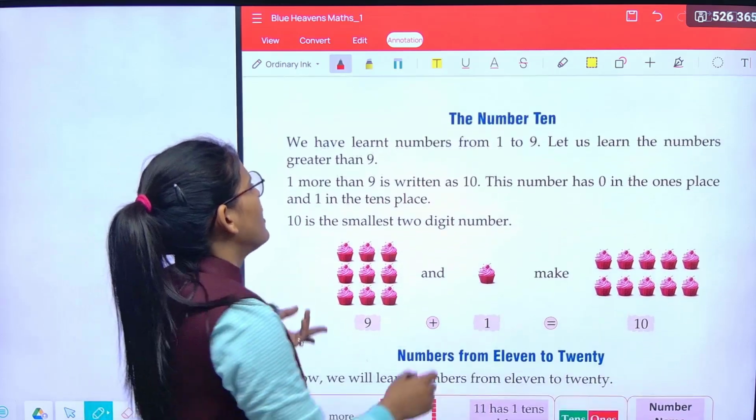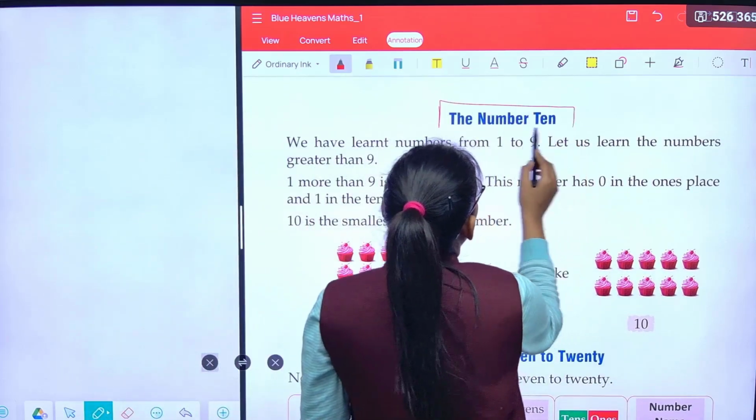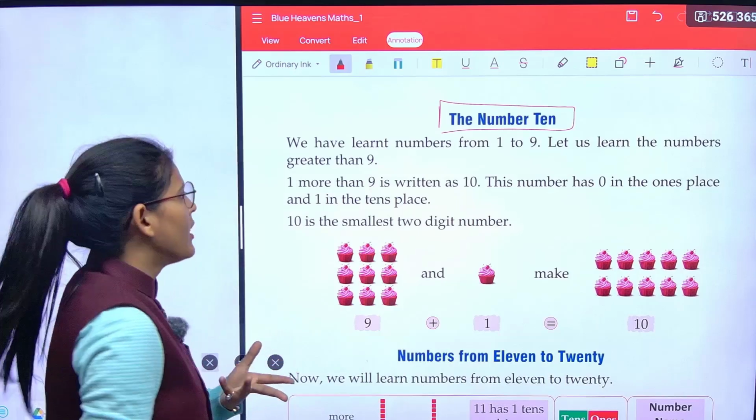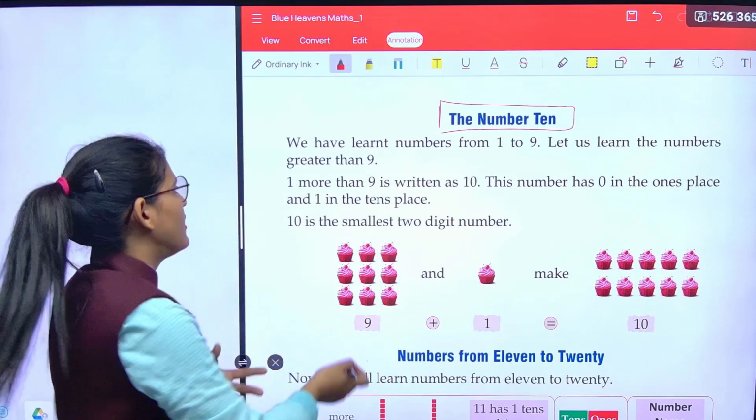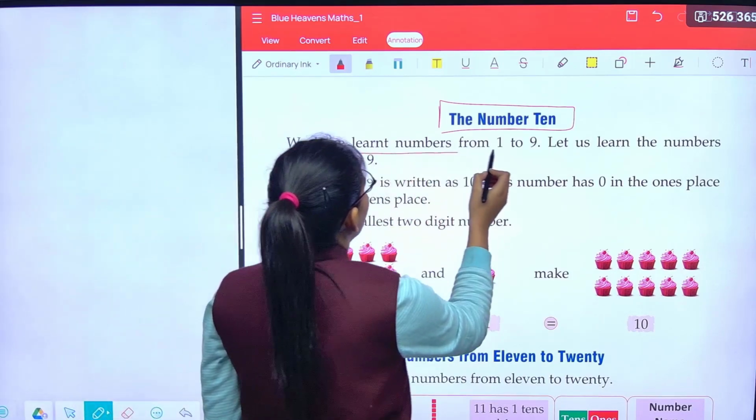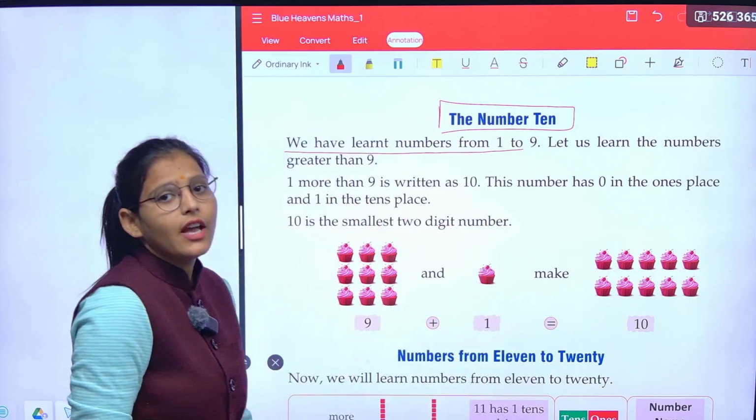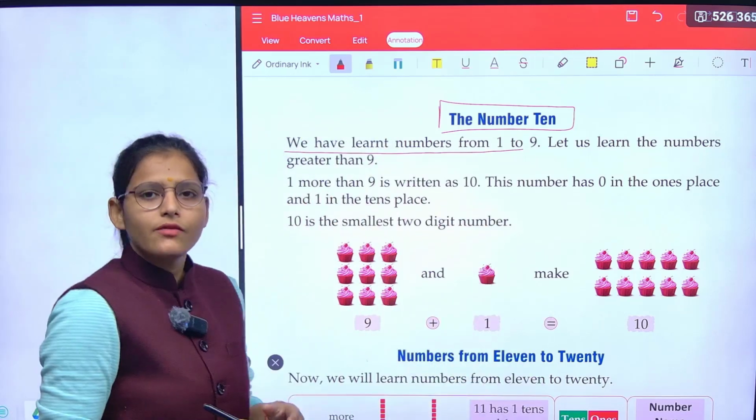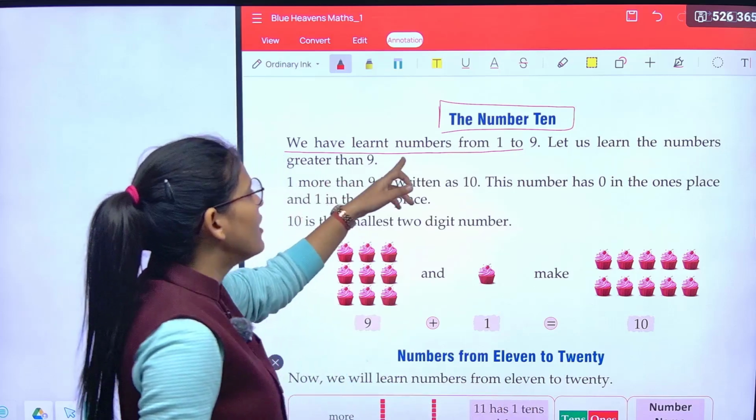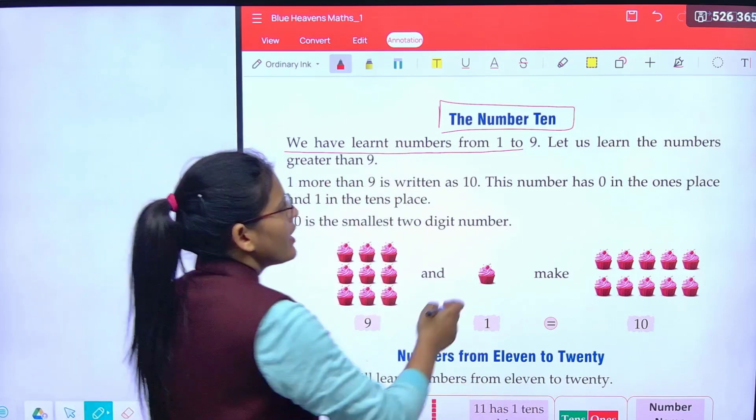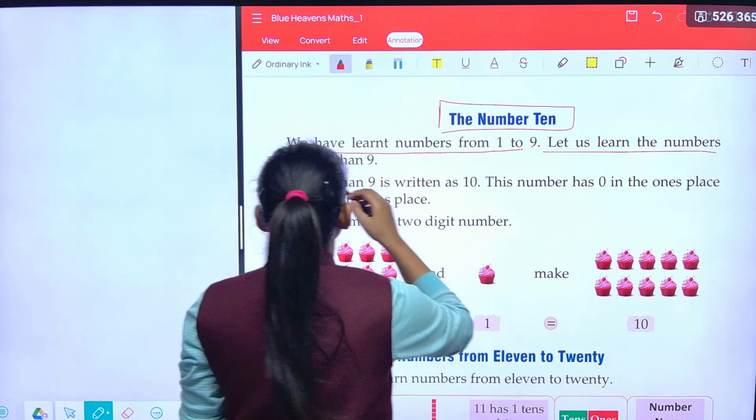Now class, come to the number 10. The number 10. Class, how do we get number 10? Now see, we have learned numbers from 1 to 10. Class, we know the numbers 1 to 9. Let us learn the numbers greater than 9.